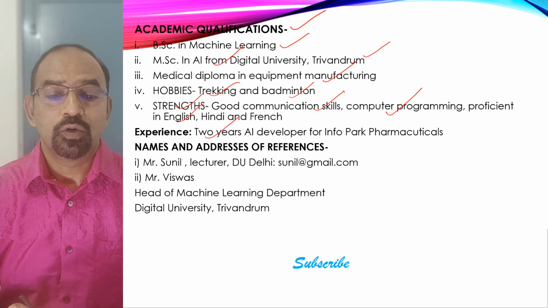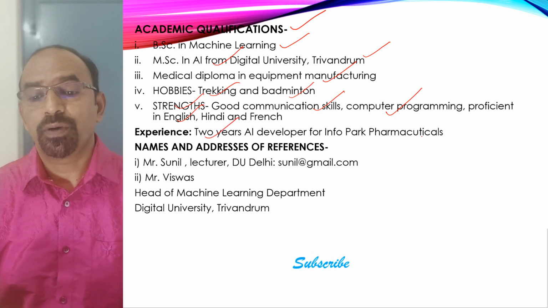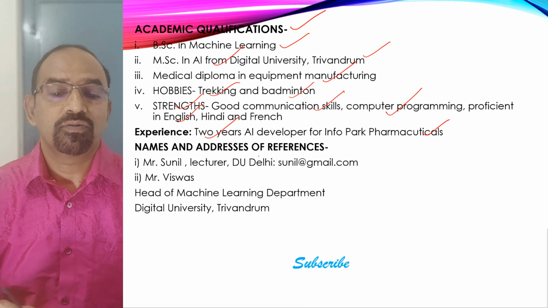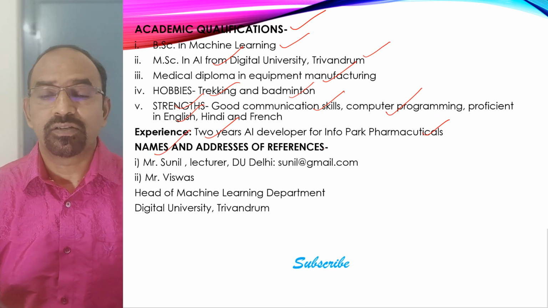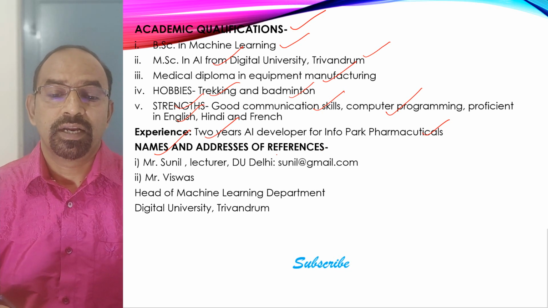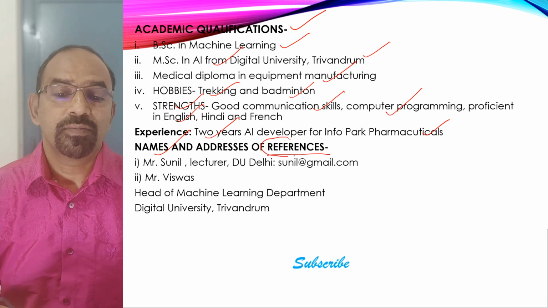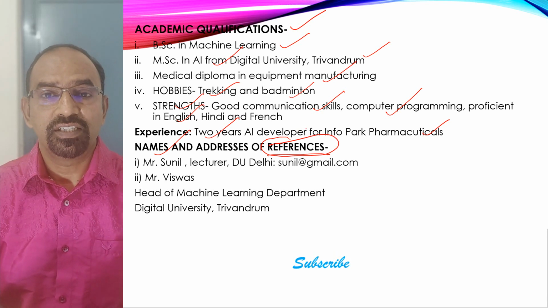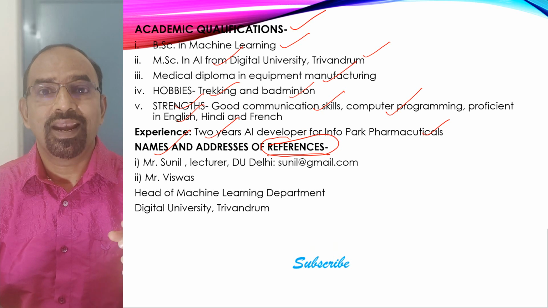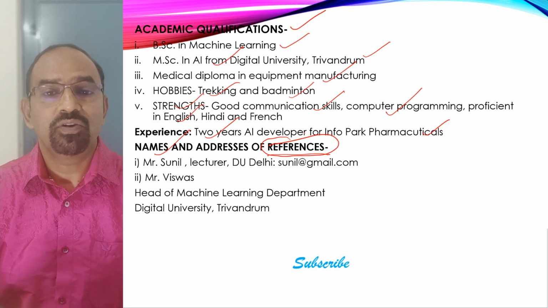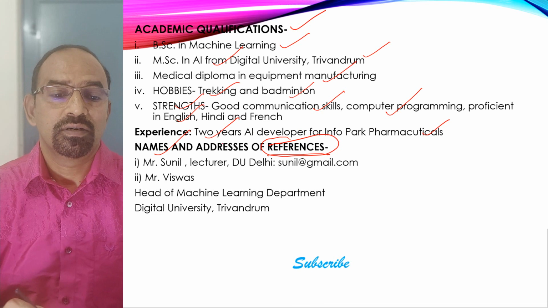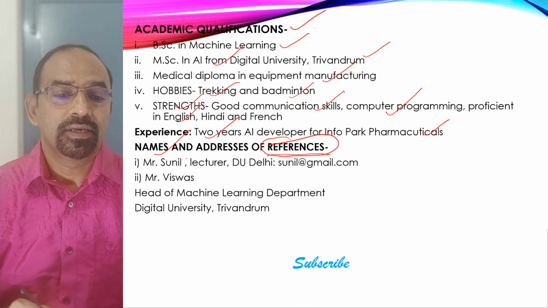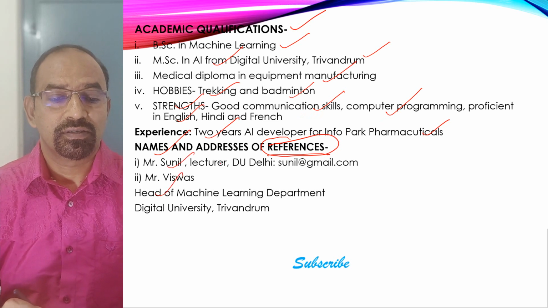Then experience, 2 years as AI developer for Infopark Pharmaceuticals. We have already mentioned in the body of the letter that we have to write here. The names and addresses of references. References here means the people, the professors or teachers at the institute we last attended. We have to give 1 or 2 references to inquire about us, our character and our ability. Here we are giving 2 references.